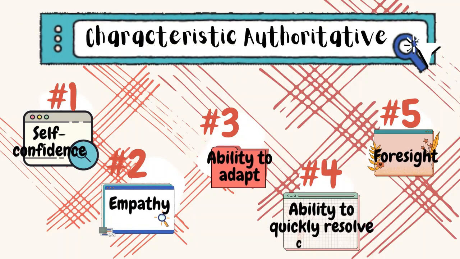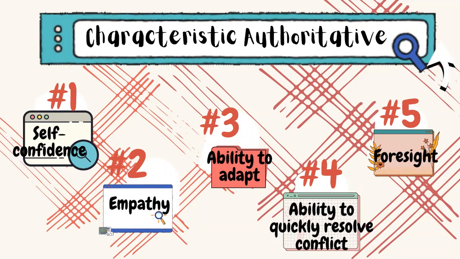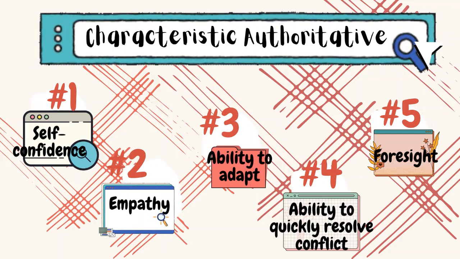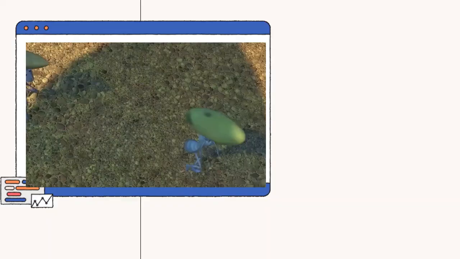Characteristics of authoritative leaders. First, self-confidence. Second, empathy. Third, ability to adapt. Fourth, ability to quickly resolve conflict. Lastly, foresight.